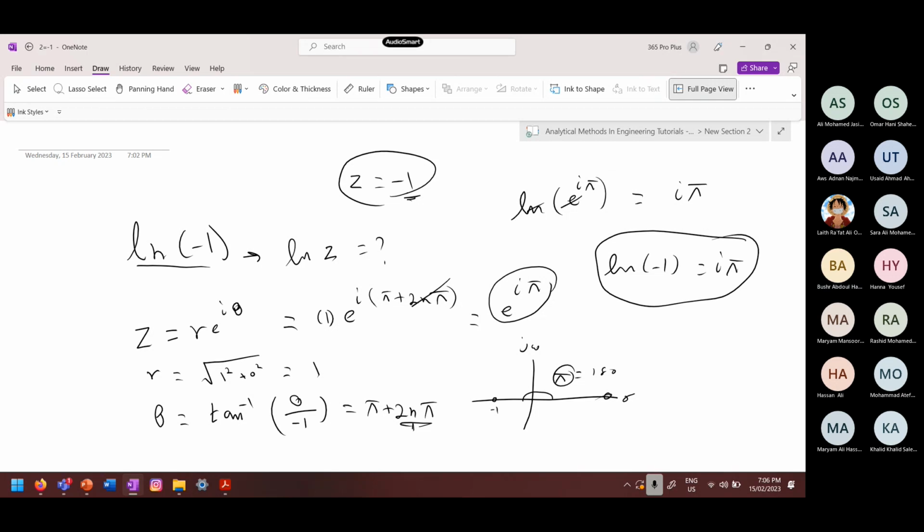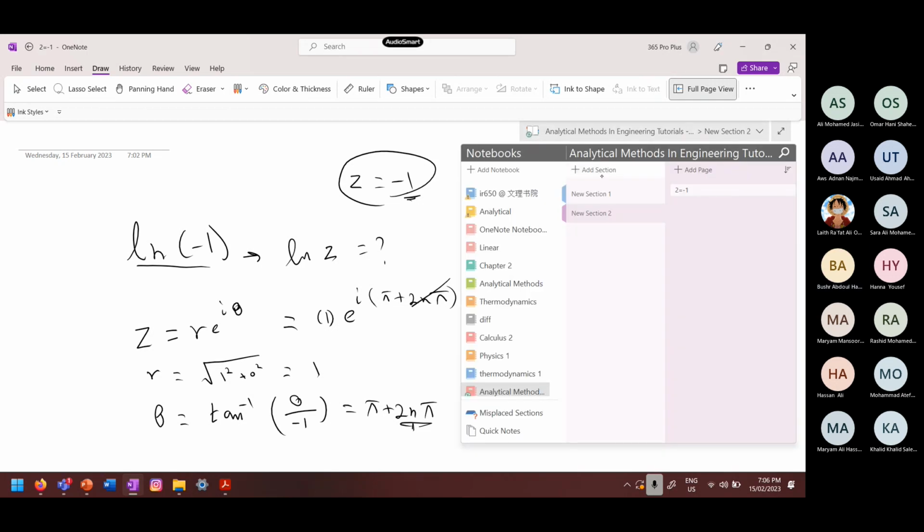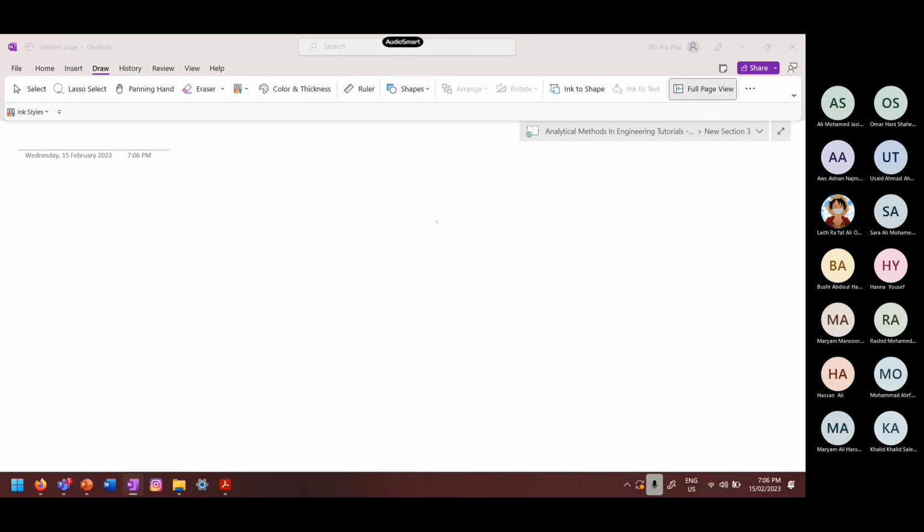Okay? Do you understand this? Yes. Okay, good. Okay, if I gave you ln(-2), can you do it? Yes. Okay, only Mariam says yes. What about everybody else? I think it's the same thing, right? No. Almost the same, but not exactly. Not the same answer.